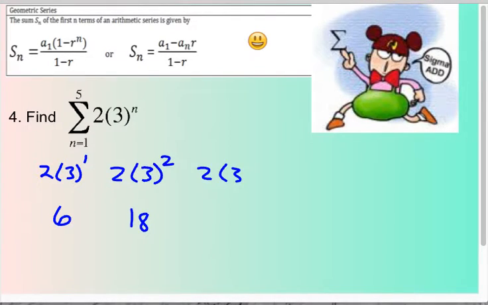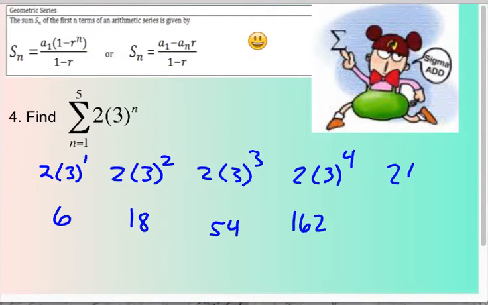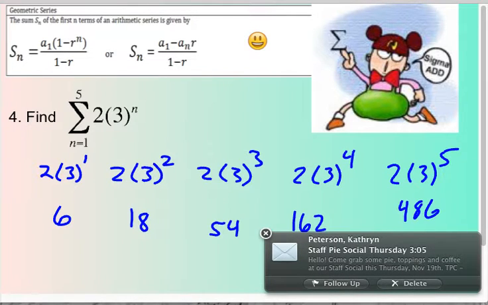2 times 3 cubed. 3 cubed is 27. 27 times 2 is 54. What do we got next? 2 times 3 to the 4th power. 3 to the 4th power is 81. 81 times 2 is 162. And finally, 2 times 3 to the 5th power, that's 243. 243 times 2 is 486.